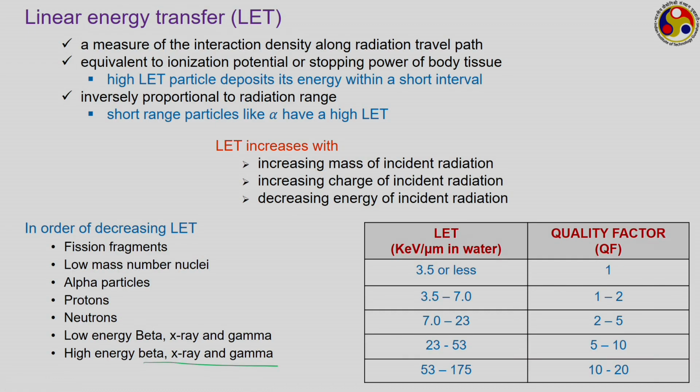Generally, for particles having a LET of 3.5 or less, the quality factor is about 1. Between 3.5 and 7, it is between 1 and 2. Between 23 and 53, it is 5 to 10, and greater than 53, it goes to 10 to 20. That is how we relate the quality factor to different kinds of particles.